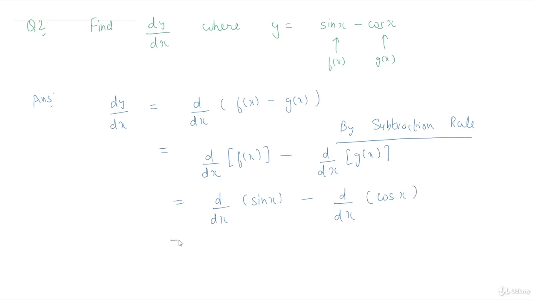And now I have mentioned all the basic rules for derivatives of common trigonometric functions. So d by dx of sine x from there is cos x, and d by dx of cos x is minus sine x. So this is minus minus sine x, and two negatives obviously combine to form a positive. So this will be cosine x plus sine x. So the answer is cos x plus sine x. So the derivative of this function, or dy by dx for this function, is cos x plus sine x. So that was our second example, and it was based on the subtraction rule from the algebra of derivatives.